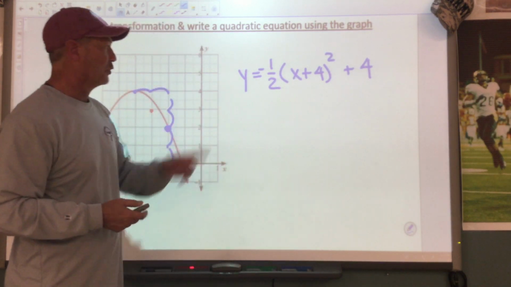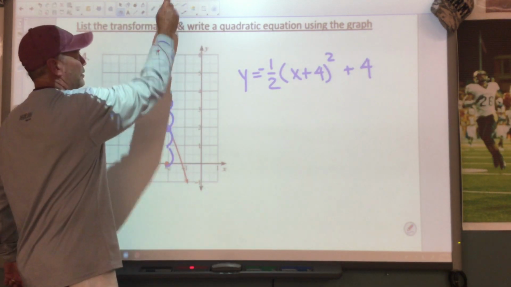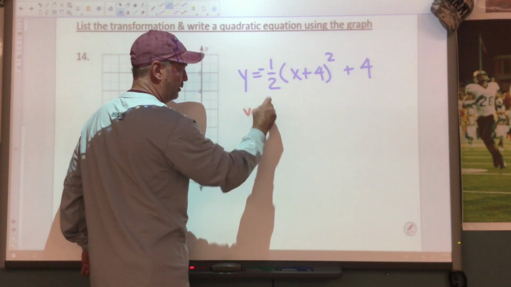There's your equation. So what are we going to do? We're going to list our transformations. We have a vertical reflection.